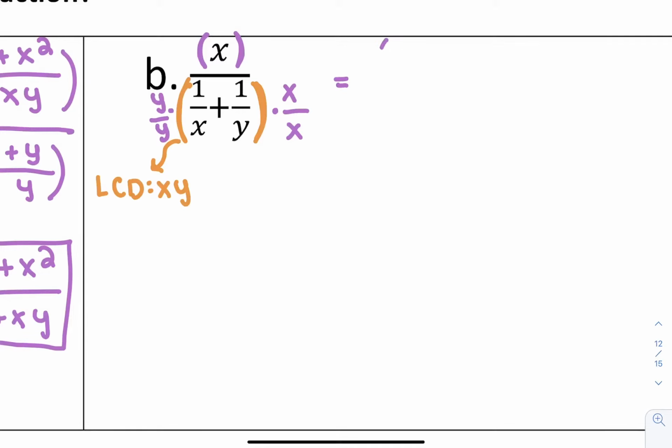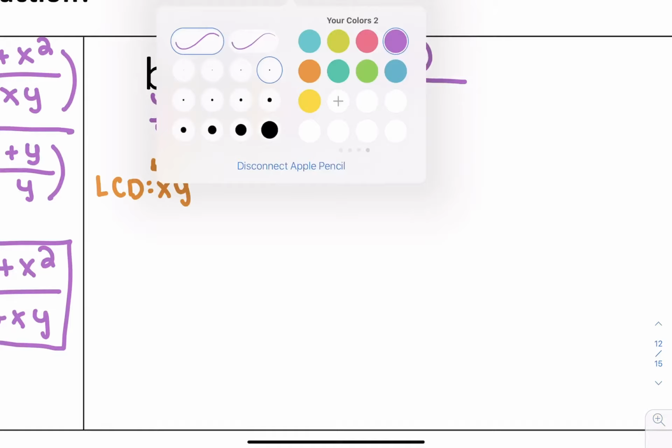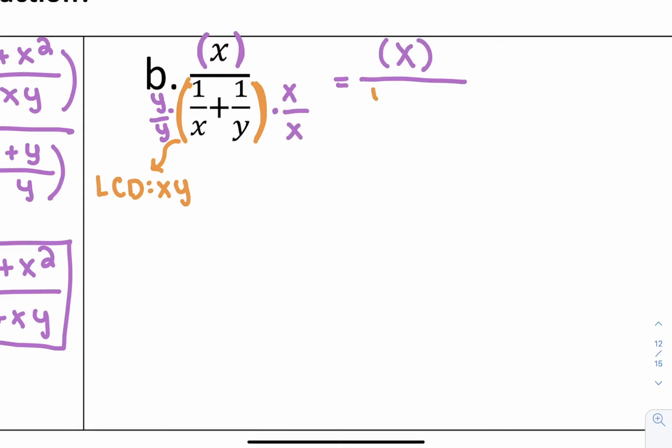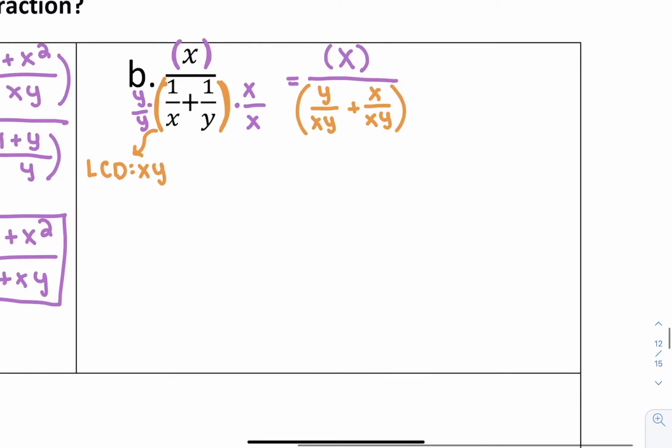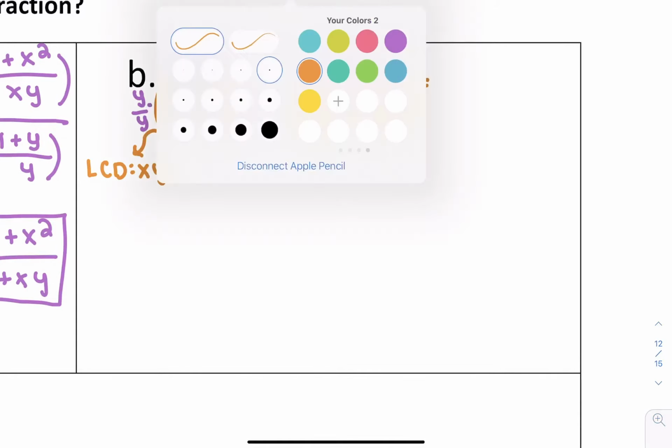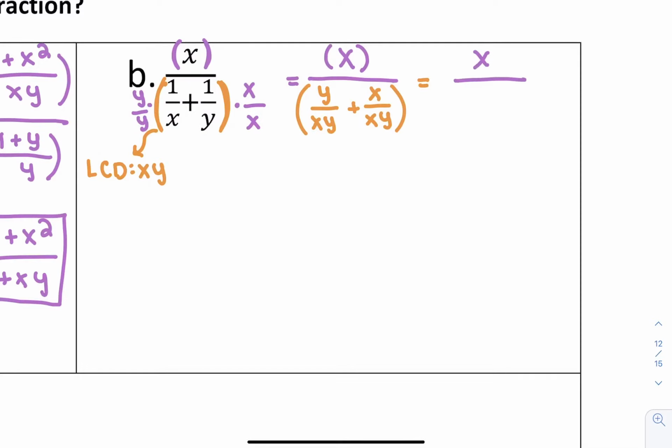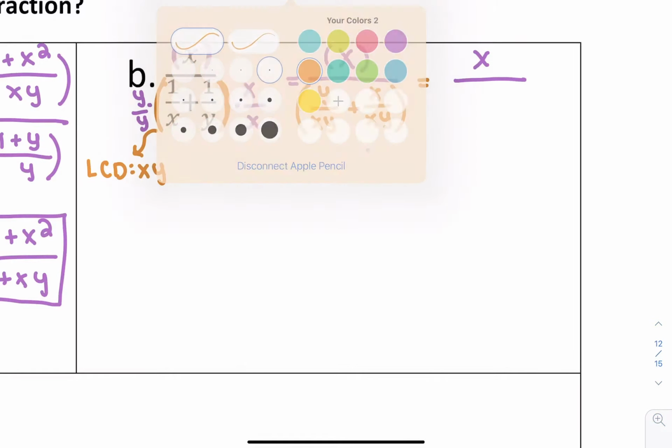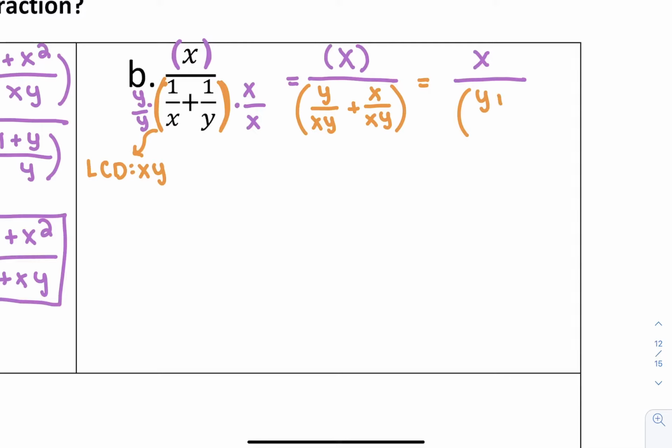Now, my numerator is still just an x. My denominator is y over xy plus x over xy. Notice now I can combine the denominator. So I can make this x over y plus x over xy.